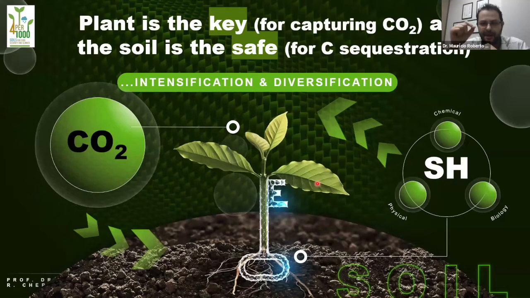Well, for me, the plant is the key of the system. The plants are able to capture the CO2 from the atmosphere, and the soil is the safe, where we store carbon, we stabilize and sequester carbon. And when we have more carbon, we have a positive feedback on soil health, increasing chemical, physical, and biological pillars. And of course, healthy soils have a direct impact on the plants. So it's a cycle. And the keywords for that are intensification and especially diversification. We need to put more plants in the system. This is the key for tropical systems, as we can see in some examples from now.